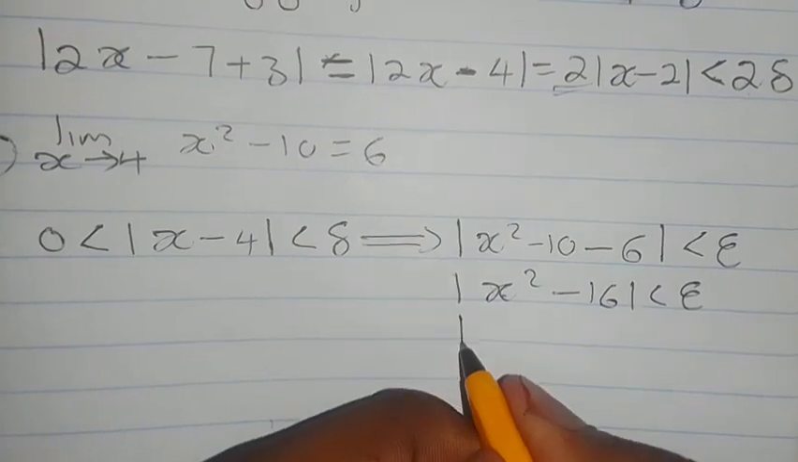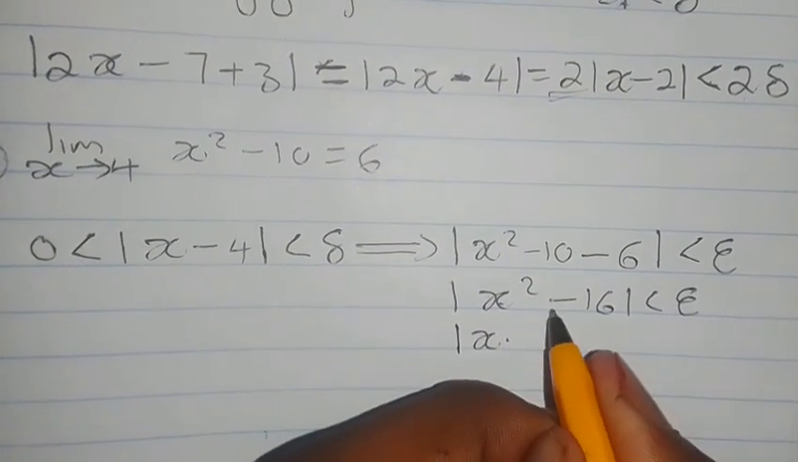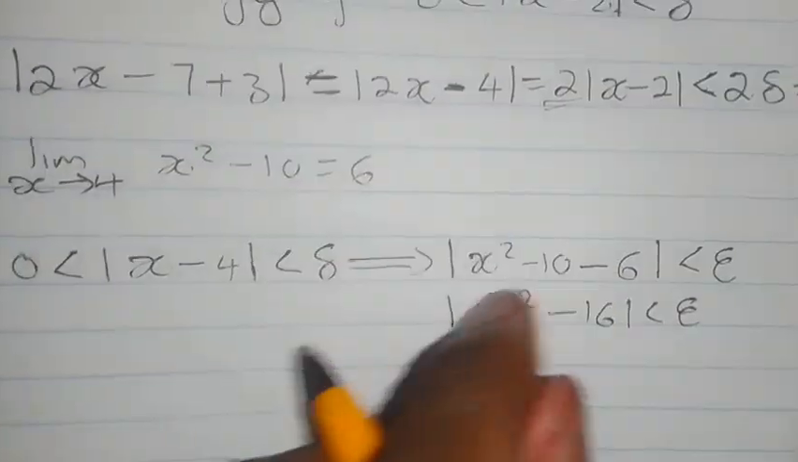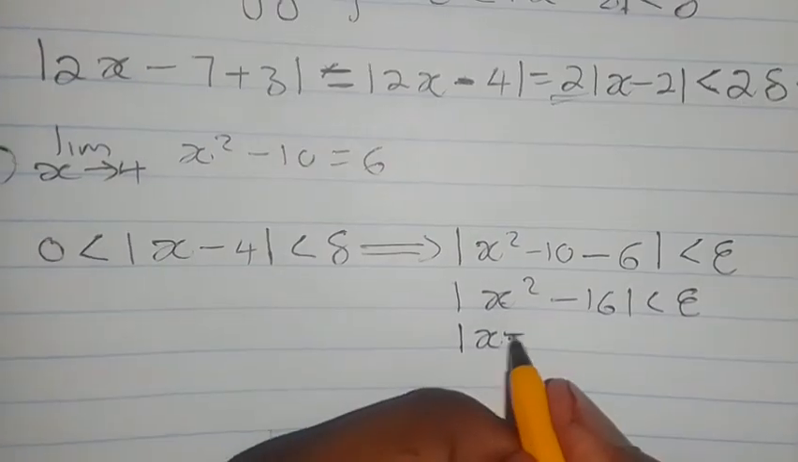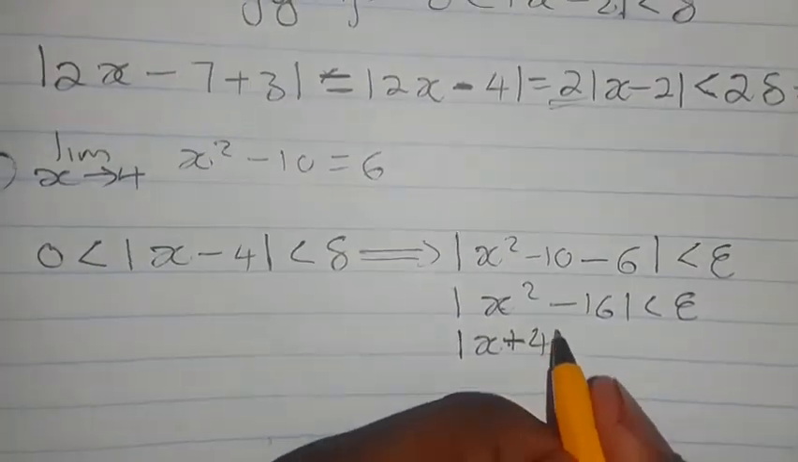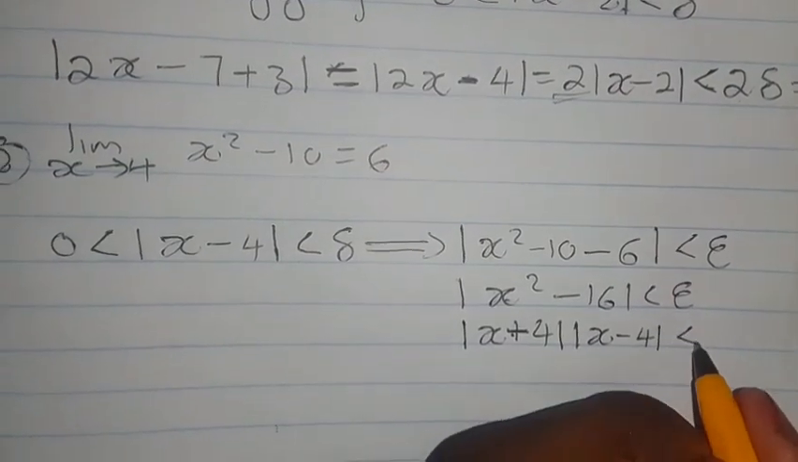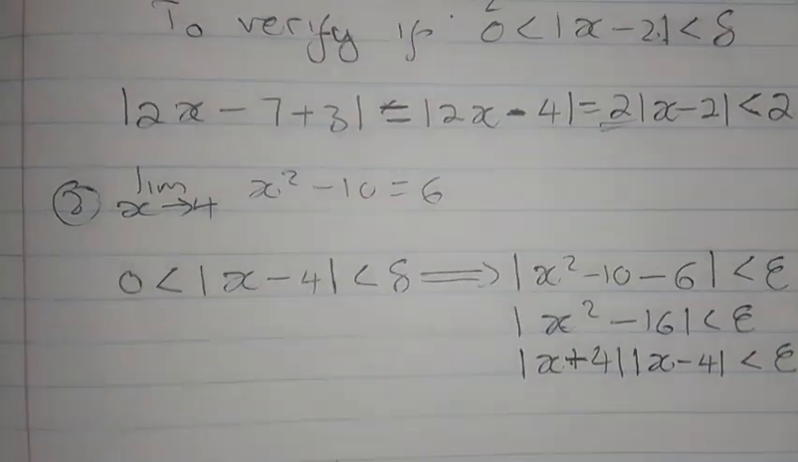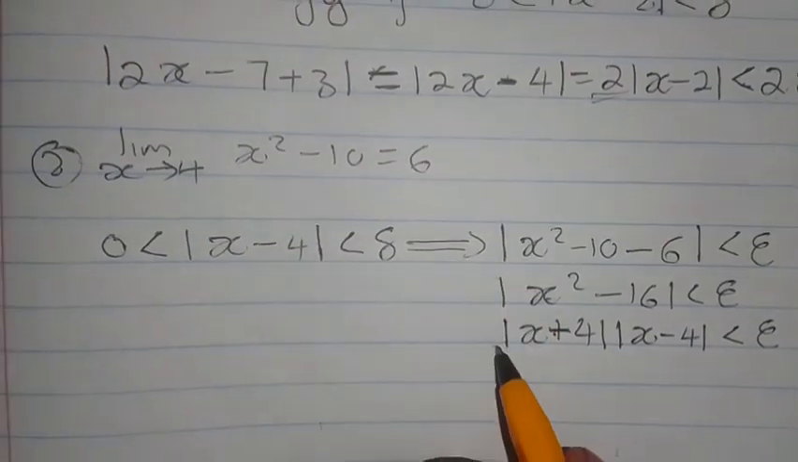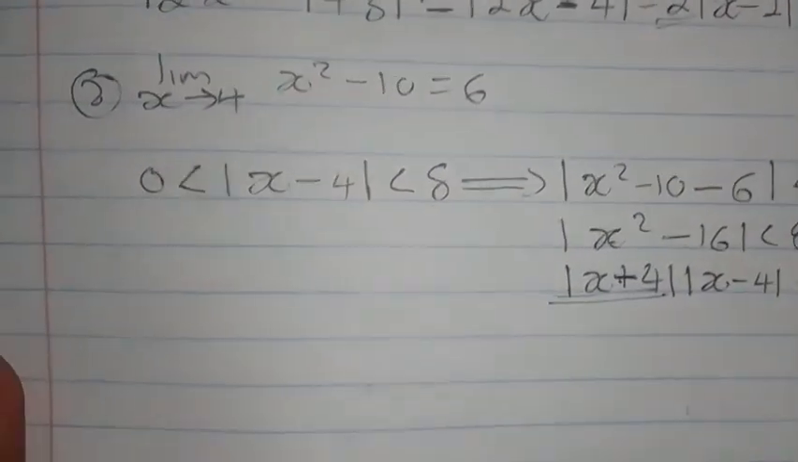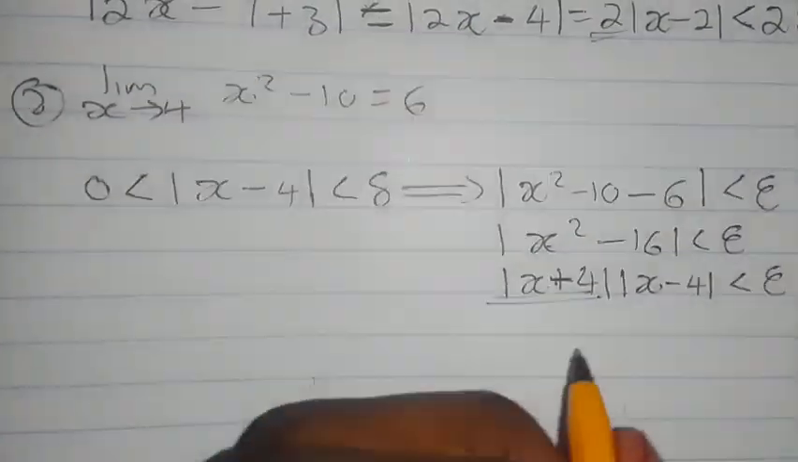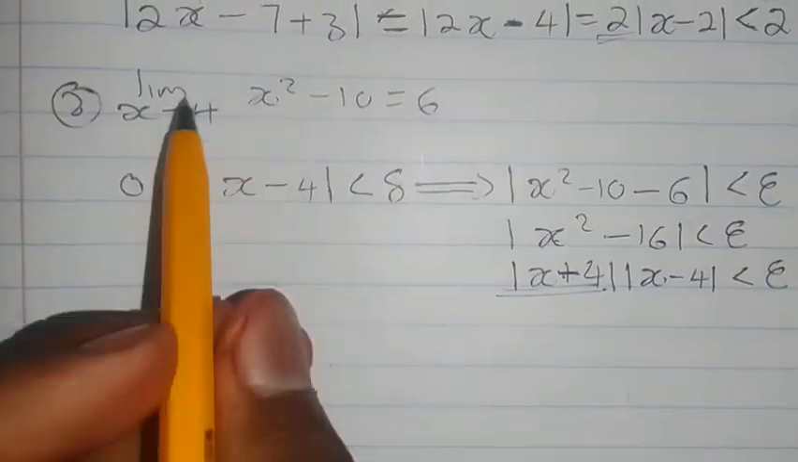Can we factor this? This will technically be the same as x minus 4 multiplied by x plus 4. Difference between two squares, this one. And then you can break it down into the absolute values. Then you have the absolute value of x plus 4 multiplied by the absolute value of x minus 4 less than epsilon. Now, notice that we have a problem here with this x plus 4, and we need to take care of it.